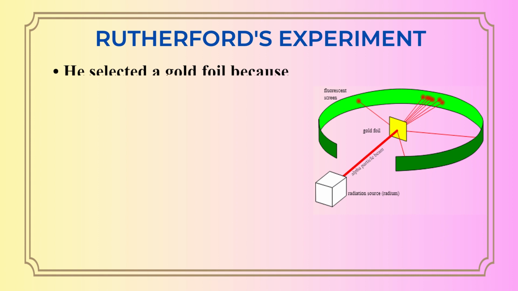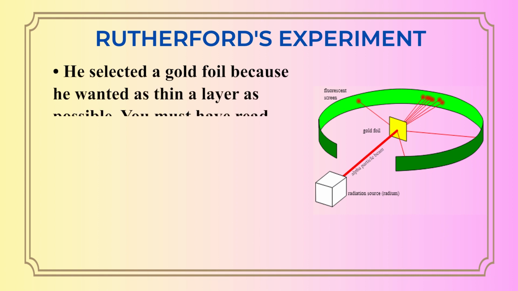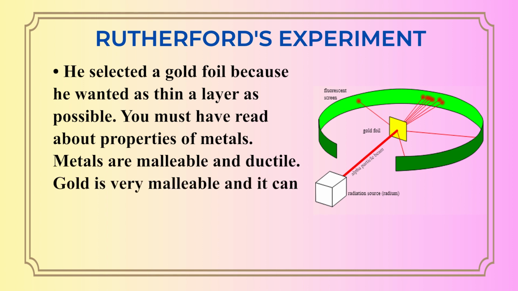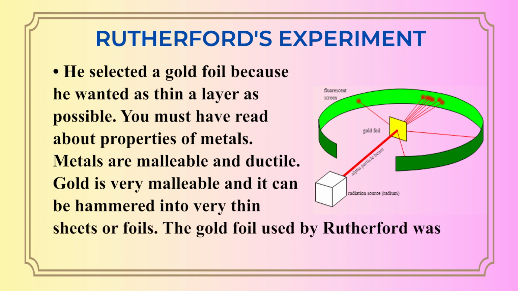He selected a gold foil because he wanted as thin a layer as possible. You must have read about properties of metals. Metals are malleable and ductile. Gold is very malleable and it can be hammered into very thin sheets or foils. The gold foil used by Rutherford was about 1000 atoms thick.